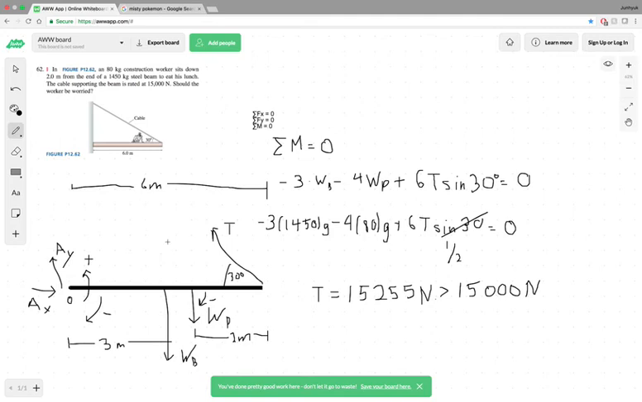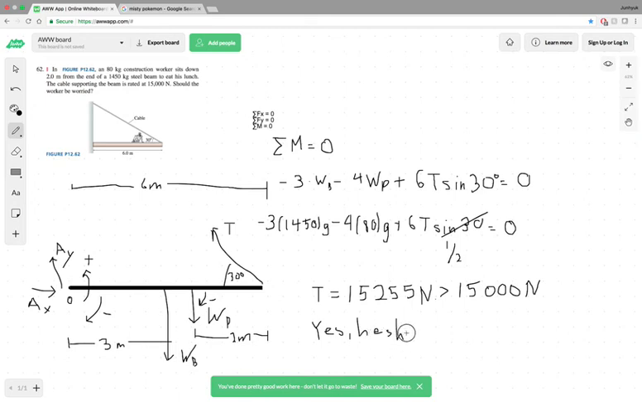Now, because the tension force that we get out of this is greater than the rating, that means this cable will fail or snap or break or whatever happens, and this will no longer be able to support the weight of this beam and the person anymore, which means that this beam will effectively collapse, and along with that, the construction worker. So that means that this system is not safe, and the worker should indeed be worried. So yes, he should be worried.